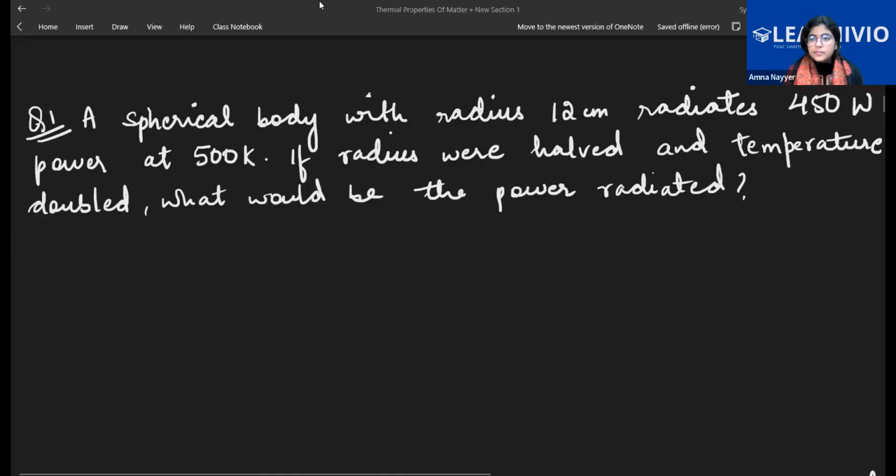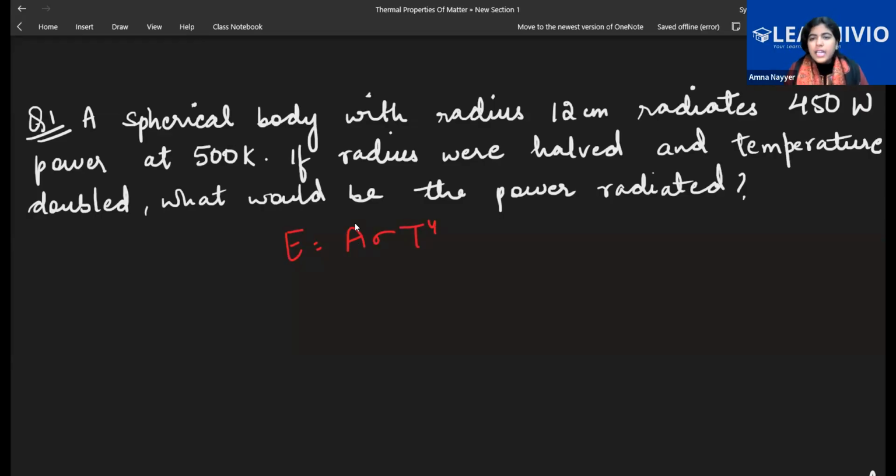Okay, class. So this question says that a spherical body with radius 12 centimeters radiates 450-watt power at 500 Kelvin. Then it says if the radius were halved and temperature doubled, what would be the power radiated? See, you will use Stefan's formula here. So E is equal to A sigma T to the power 4. We are calculating the power radiated. So we'll multiply area also, okay, for the total power.